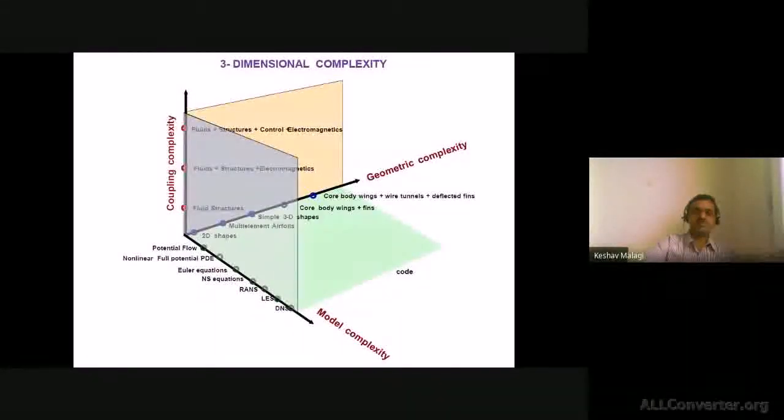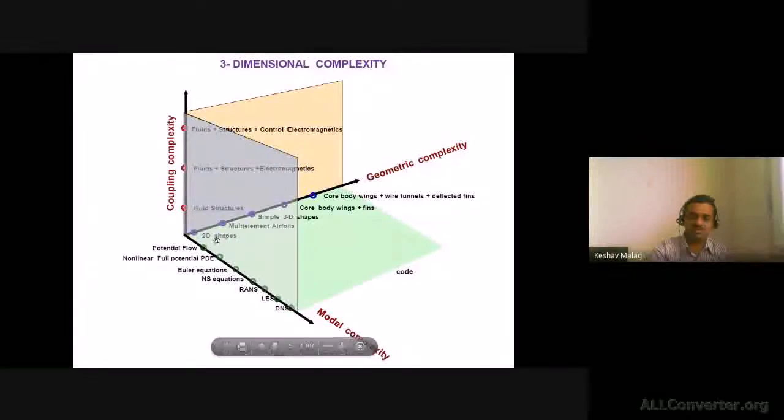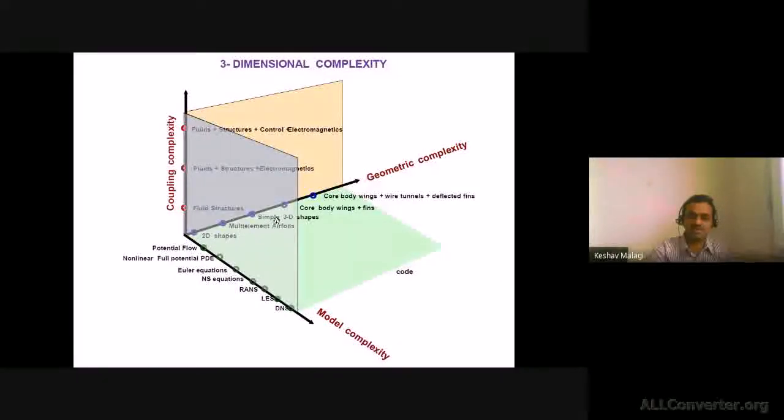The same thing which I said is represented pictorially here, because a picture carries impression quickly. You can see that CFD has these three dimensions to it. One is the geometric complexity, as I mentioned. You can start with 2D shapes, multi-element airfoil, simple 3D shapes, core body wings and fins, core body wings, tunnels, deflected fins. So it keeps on increasing the geometric complexity, how good you want to model it.